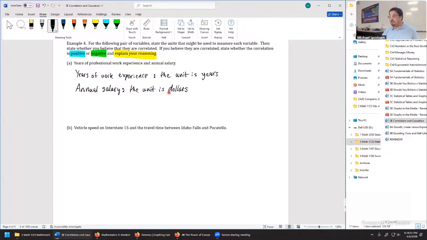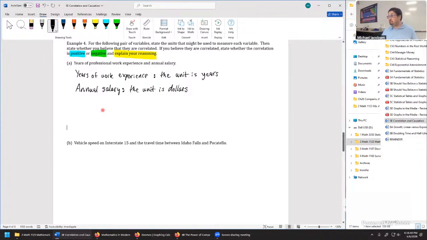Well, we have two variables down, units on both of them now. Now we have to decide, is professional work experience correlated with annual salary? And if it is correlated, would that correlation be positive or negative? Any volunteers for the assessment on this one?